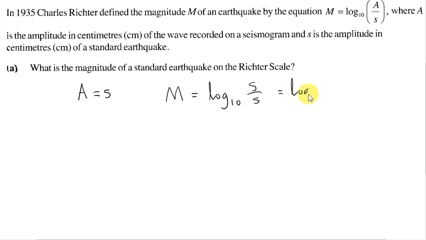Well, that's log to the base 10 of 1. So 10 to the power of what number gives us 1? Well, if we raise any number to the power of 0, we get 1. So m must equal 0. So even without knowing what S is, we now know that the magnitude of a standard earthquake on the Richter scale is 0.